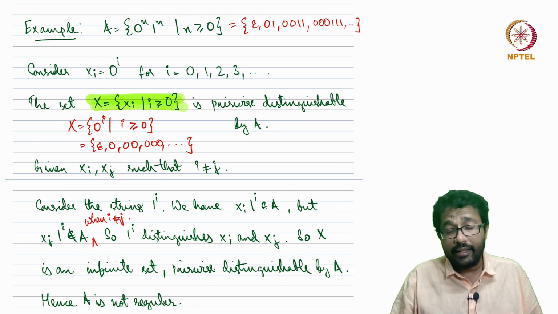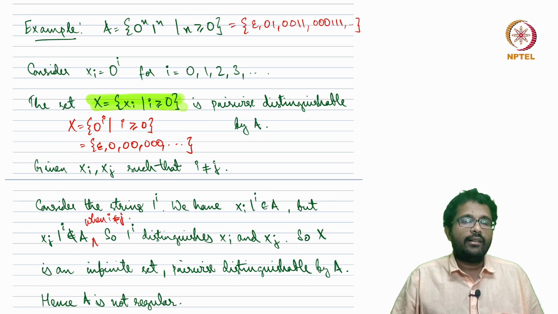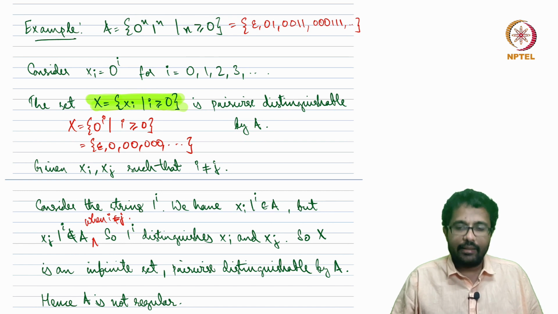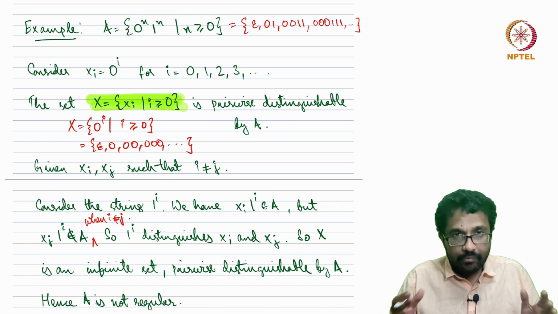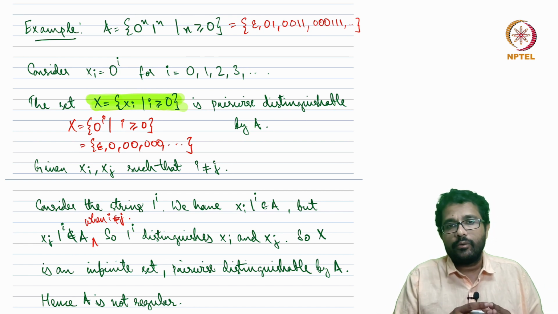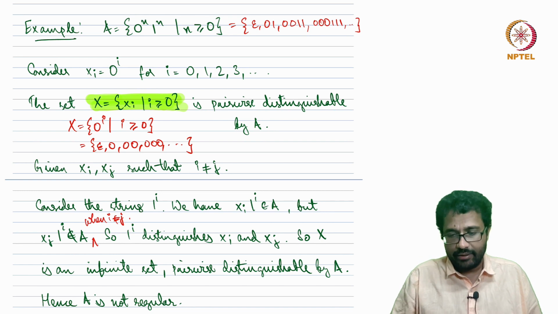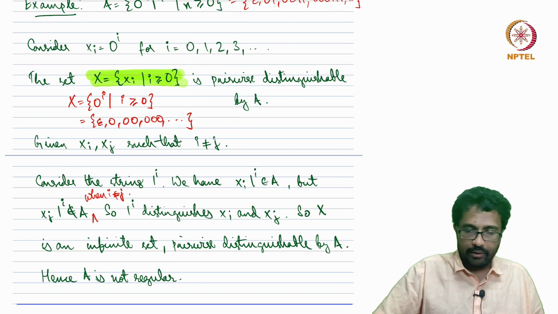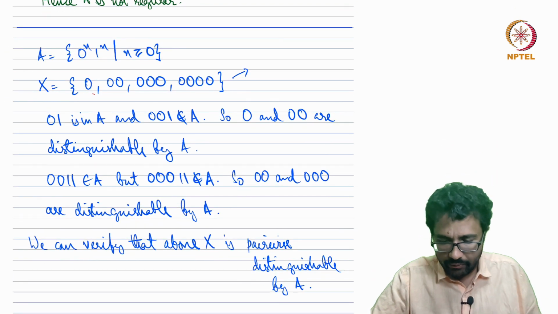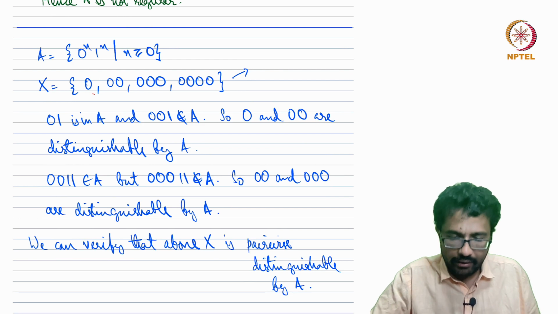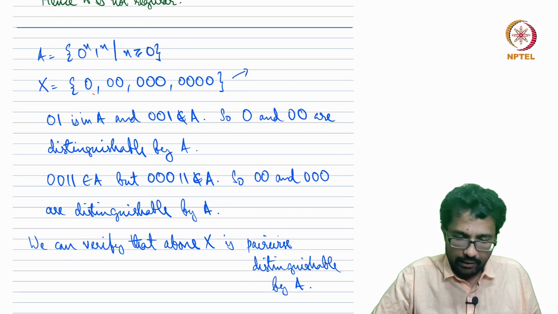Hence this is an infinite set that is pairwise distinguishable, which means the index of the language A is infinite, and that is consistent with what we know, which is that A is not a regular language. So the index is infinite, hence A is not regular. This is something that we have already seen in lecture 14.